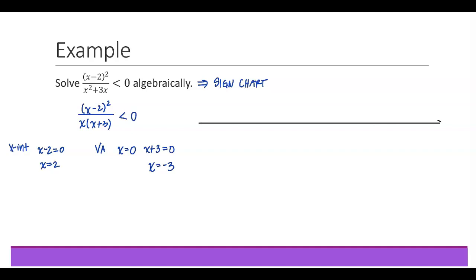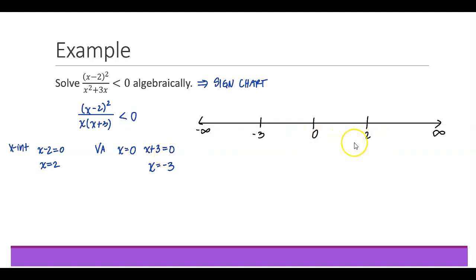Now we're going to create our sign chart where we draw a number line that extends from negative infinity to infinity. And we're going to label these key values. So we're going to label the x-intercept at positive 2 and the vertical asymptotes at 0 and negative 3. So I want to make sure to put these in order. So I'm going to have negative 3, then 0, and positive 2.